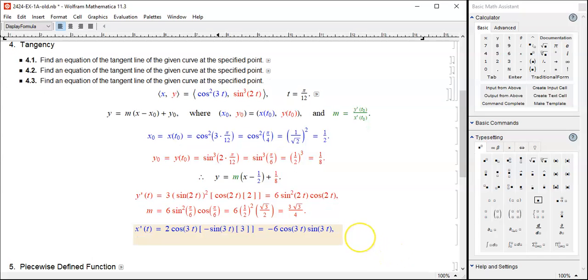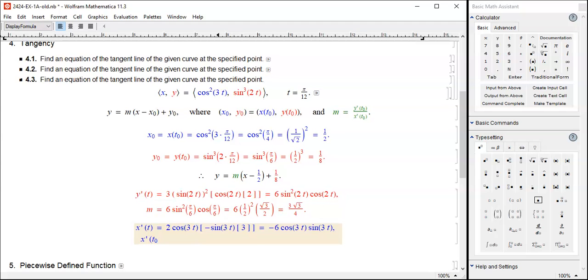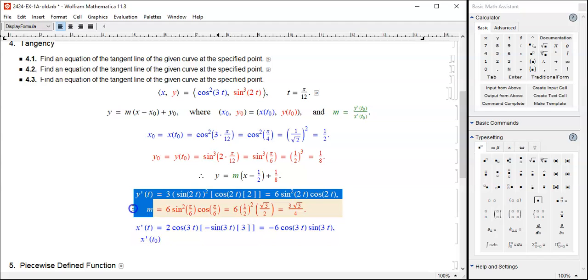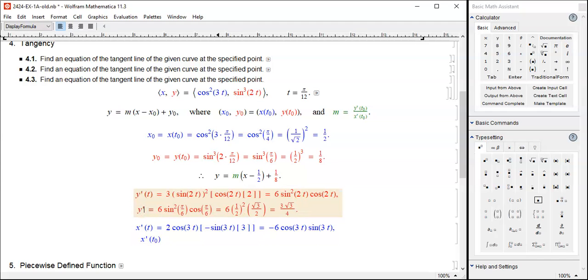Okay, alright. And then let's find out x prime of t0. As a matter of fact, wait a minute, I have a mistake here. This is not m. Y prime of t naught. Y prime of t is a derivative. Y prime of t naught, we are just punching in the value.